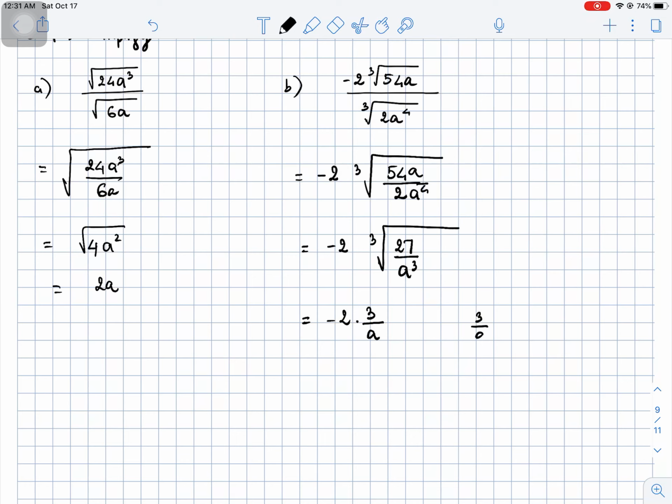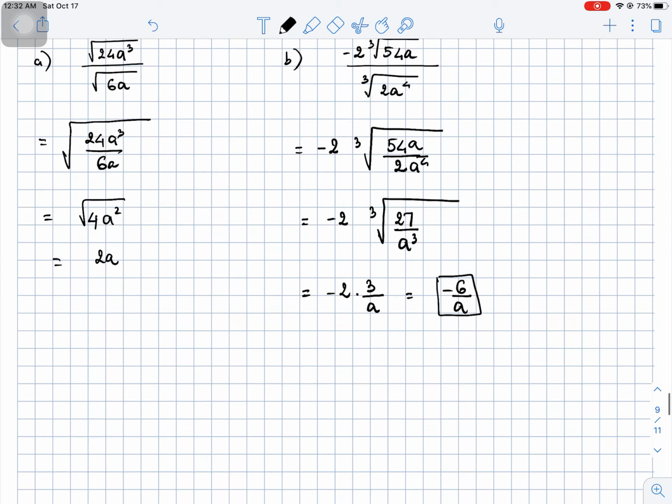Now let's go ahead and simplify. 54 divided by 2 is 27 over a cubed. So we get negative 2. The cube root of 27 is 3, and the cube root of a cubed is a. So if we do 3a to the third power, you will get 27a cubed. So we get back to the one inside the radical. Now we make the answer look nicer, so we get negative 6 over a.